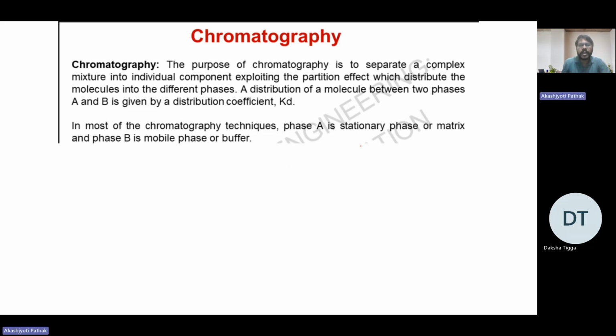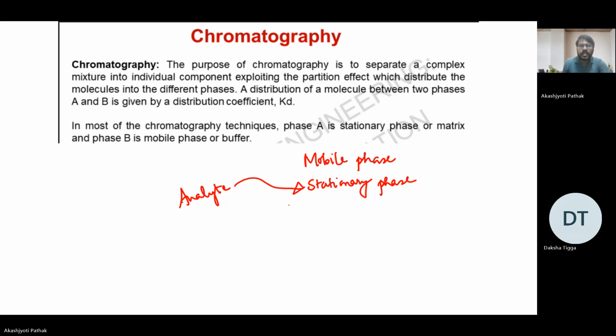So basically in chromatography, you have two phases. Okay, you have a mobile phase and you have a stationary phase. Now, what is done is basically your analyte, whatever analyte you have. Analyte means the molecule which you want to purify. Okay, so that is allowed to pass through the stationary phase, or it will be injected inside the system, and your system has a column. So your analyte will interact with the stationary phase.